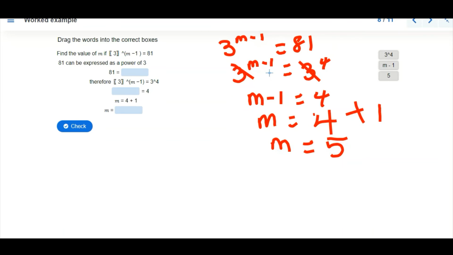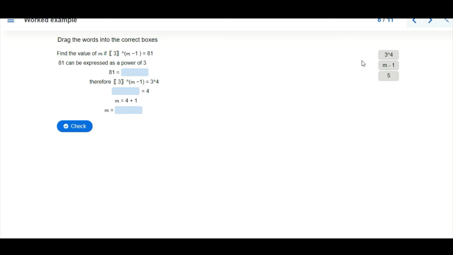So let's use this solution to drag the correct answers to the boxes we have there. For this one now, 81 is going to be expressed as 3 raised to power 4. And by the time we have 3 raised to power m minus 1, then 3 cancels 3. We have what left? m minus 1 equals 4. Now, it has crossed the other side. So 4 plus 1 will give us 5. So we have 5 here as our final answer. So let's check. So we are right now.